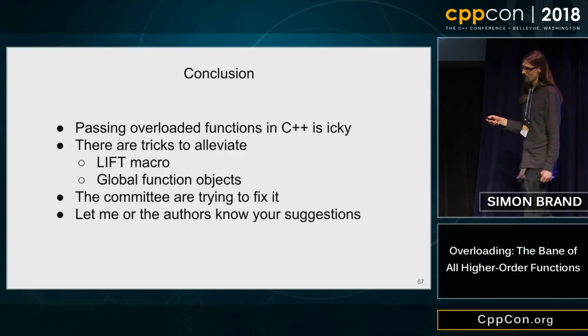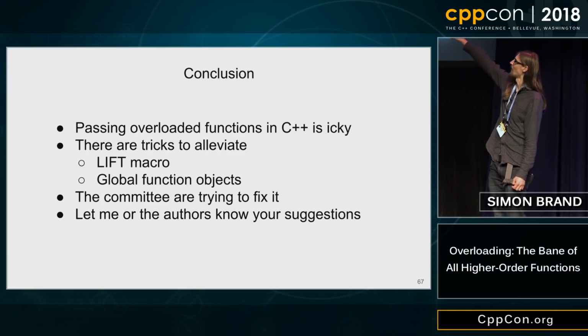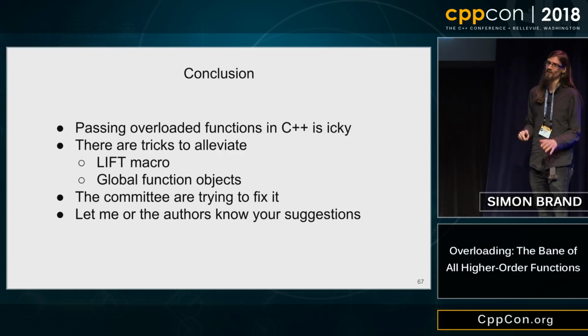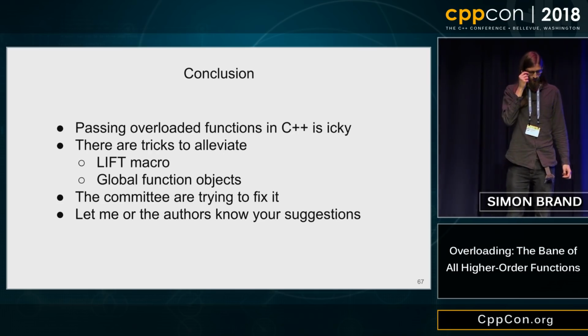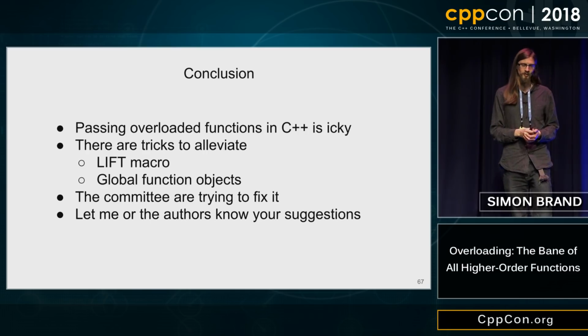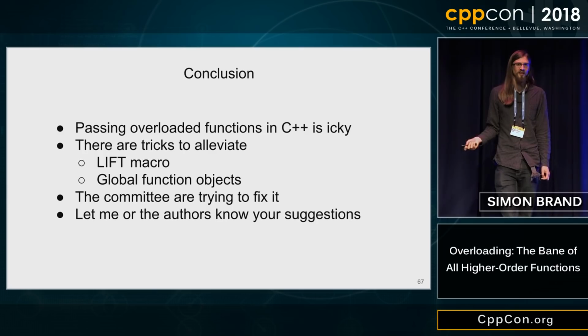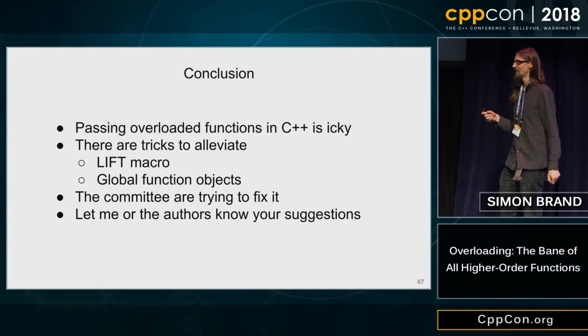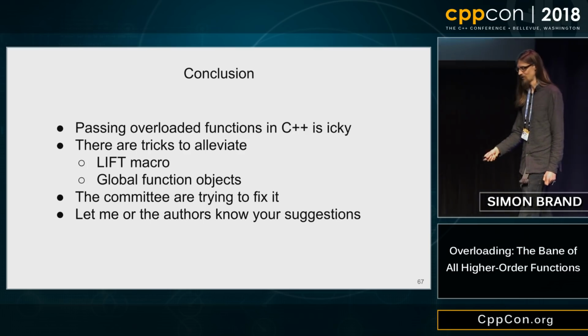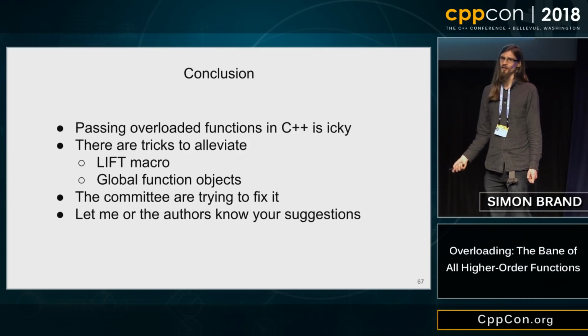So those are the main things I want to talk about. We looked at how passing overload sets to functions is so much harder than it should be in C++. There are tricks to alleviate it, like using a lift macro and global function objects. There are people on the committee who are trying to fix it, but it's slow going. There have been a lot of papers and a lot of discussion, and it's still not fixed.